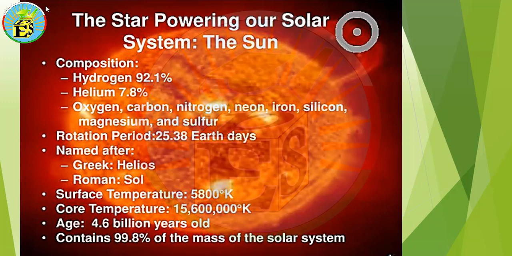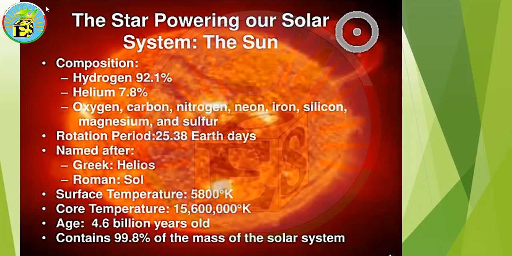The surface temperature of the sun equals 5800 Kelvin. The temperature of the core of the sun equals 15,600,000 Kelvin, because this is a fusion reaction. Fusion reactions need more energy to start, because hydrogen atoms combine, or fuse, with each other to make one helium atom. Age of the sun equals 4.6 billion years old.